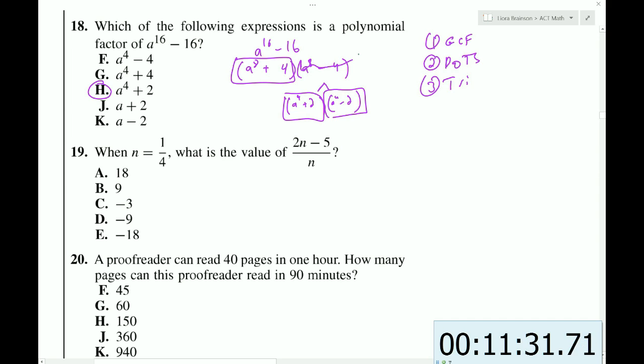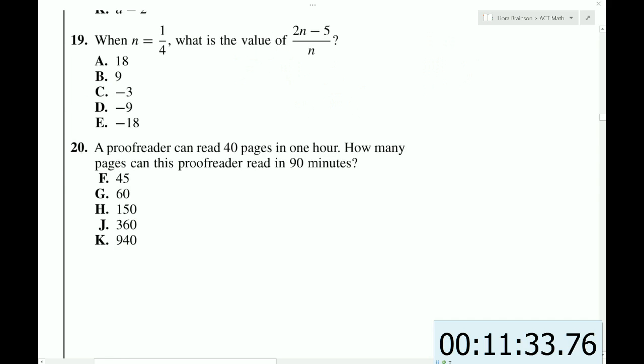When n equals 1/4, what is the value of this? Okay, so we have to divide this by 1/4, which means the same thing as multiplying it by 4. So we can sort of keep change flip on this. So 4 times 2n minus 5, so that's going to be 8n minus 20. Oh, and then I have to plug in 1/4 again over here. So 8 times 1/4 is 2. 2 minus 20 is negative 18.